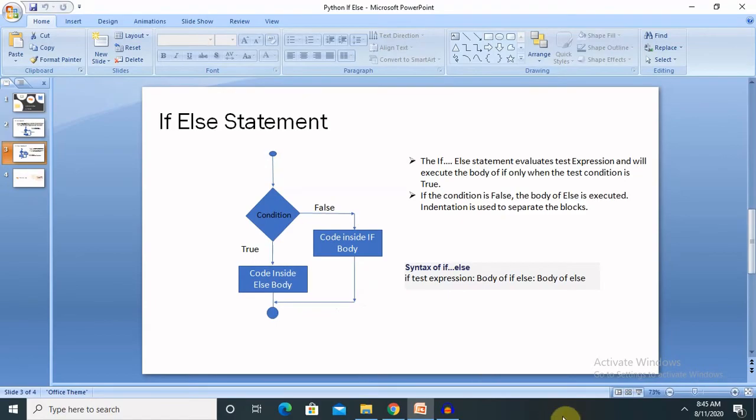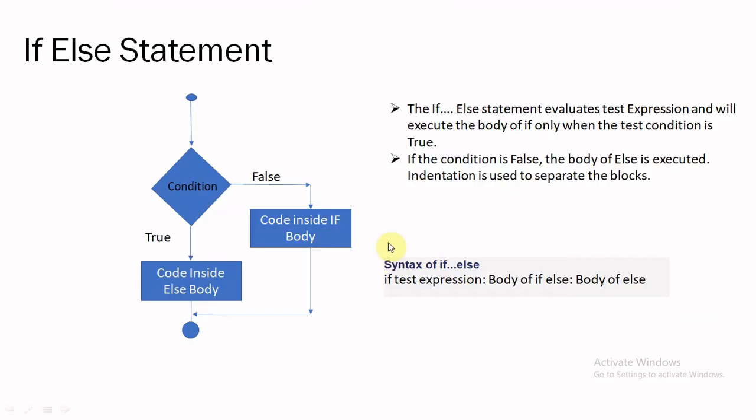Let's move to the second part, which is the if-else statement. The if-else statement evaluates the expression and will execute the body of if only when the test condition is true. As you can see in the block diagram, when the condition is true, only the if body runs. If the condition is false, then it will execute the code inside the else body and close the iteration. So this is the syntax. Let's see it in the coding.